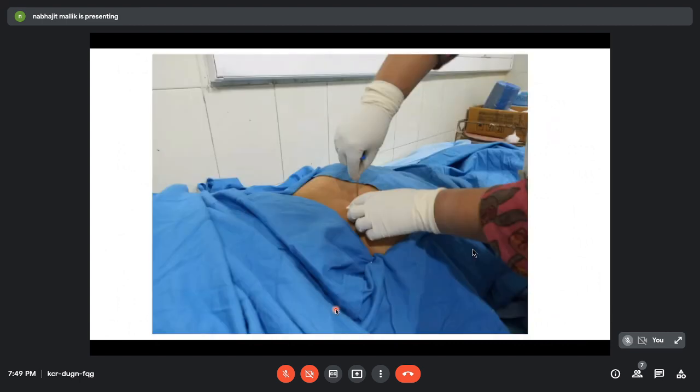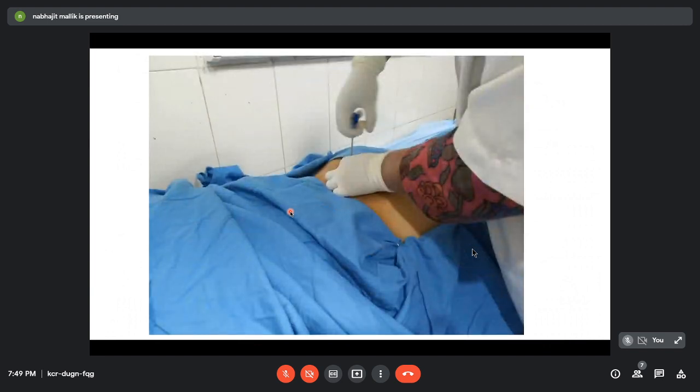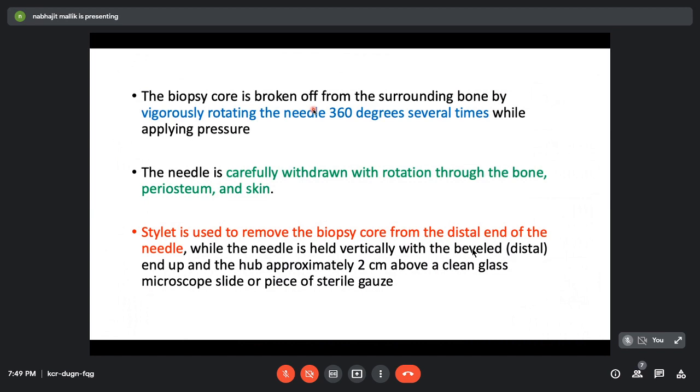So here we can see the person who is conducting the bone marrow examination has inserted the bone marrow needle into the bone, and once this has fixed in the bone, after that a rotatory to and fro motion has been done to push the bone marrow needle further 2 centimeters at least inside. Now, when it has gone 2 centimeters inside, the biopsy core is broken off from the surrounding bone by vigorously rotating the needle 360 degrees several times while applying pressure.